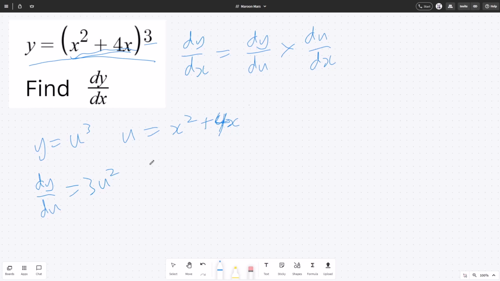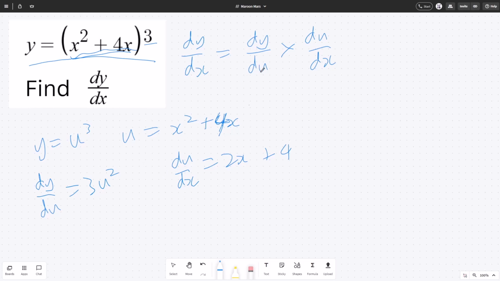Next, what is du over dx? du over dx is equal to, we bring the power to the front, so 2x, subtract 1 from the power, so that just becomes 1, and plus 4, the derivative of 4x, is just a constant, so we just have 4. So we have 2x plus 4. That is du dx. So we have dy over du is equal to 3u squared, and du over dx is equal to 2x plus 4. That is how that works.